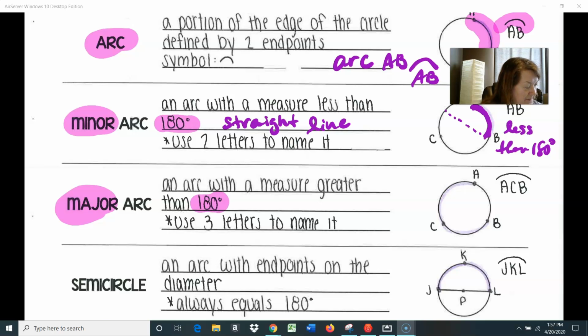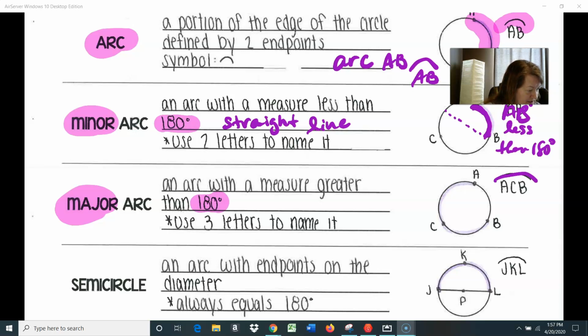But I have to be careful on this one if I want to say major arc, because if I just give you two letters, so like if I say arc AB, okay, arc AB is go the fastest way you can between A and B, the shortest distance. So usually, not always, but usually when you use two letters, you are going the shortest way. It's going to be a minor arc. Okay, if you use three letters, then you're going to travel through in that order.